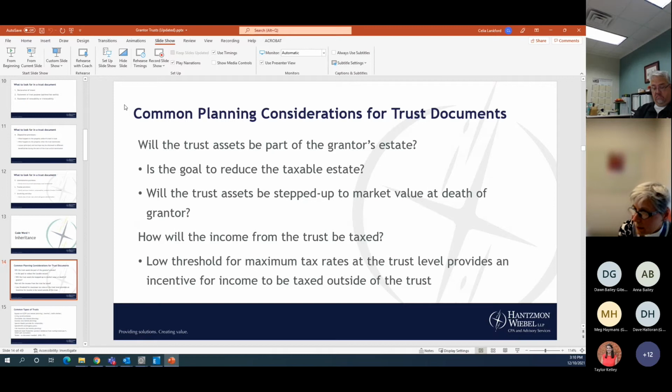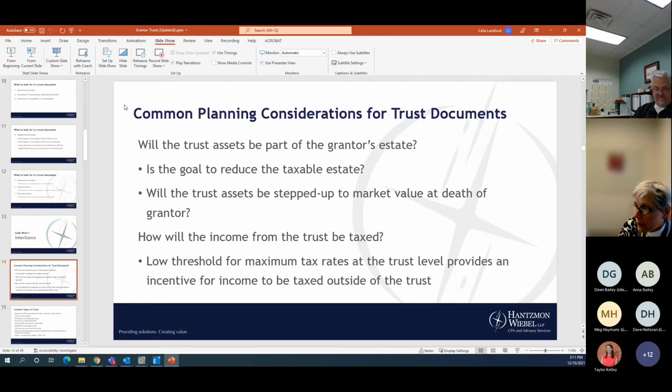And then the second key point is, how's the income of the trust going to be taxed? We're going to spend a little more time on that later, but in current tax rate schedules, there's a much lower threshold for trust income that's taxed at the trust level to be taxed at the maximum rate, 37%, than it is for an individual. We're going to see more of that in a few minutes. So these are some planning considerations. Do you have any questions yet? Are we doing okay?